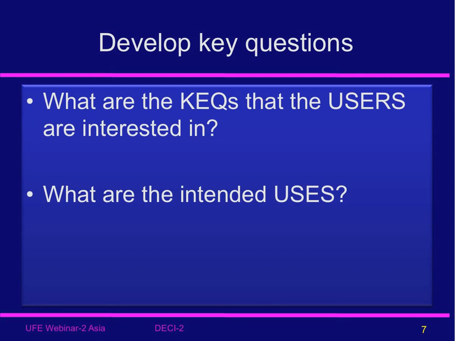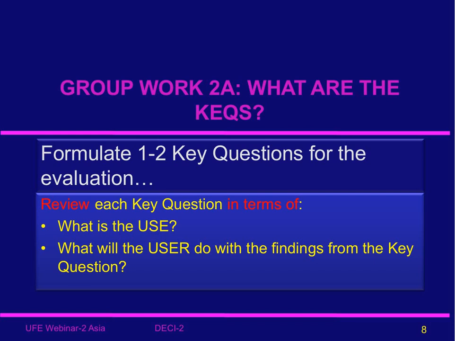The user was the program manager of the local implementation agency, and the aim of this exercise was to strengthen implementation and the use of the application so that the learnings could be used to develop the next phase of the program. So linking the key evaluation questions with the users is very important. So this brings us to group work 2A.